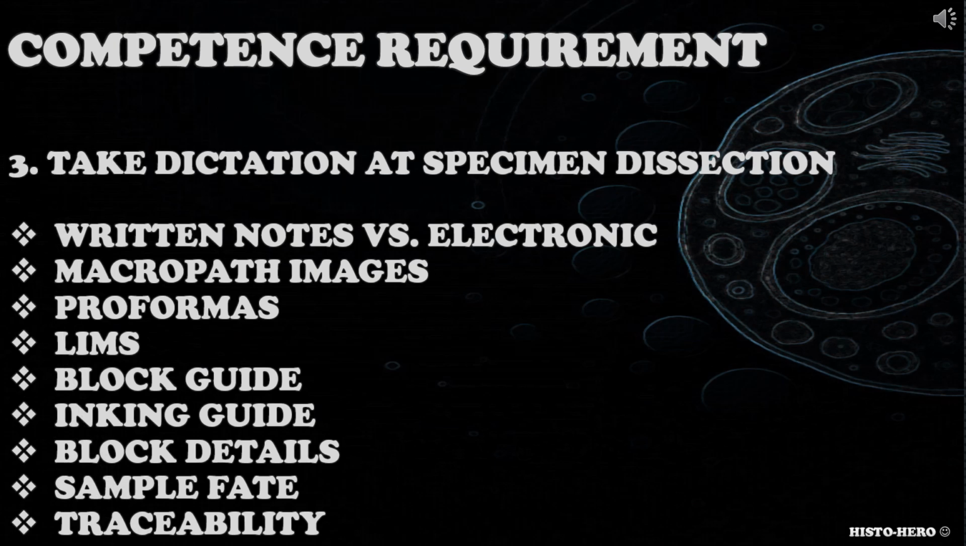The third competence requirement is take dictation at specimen dissection. Candidates should be able to take dictation during dissection. This links closely to the previous requirement. Does the candidate know how to take dictation when they assist during dissection? What form of dictation is it, digital or written? Why is dictation important and what would happen if the dictation was not taken or was incorrect? When addressing this competence requirement, candidates could consider electronic dictation, written notes on the form, macropath images, proformas, LIMS system, block guide, block details, specimen fate following dissection, inking guide, traceability of this following dissection, and so on.